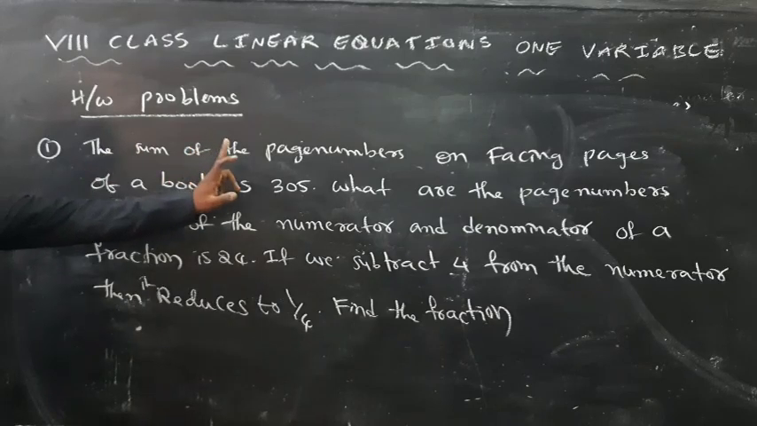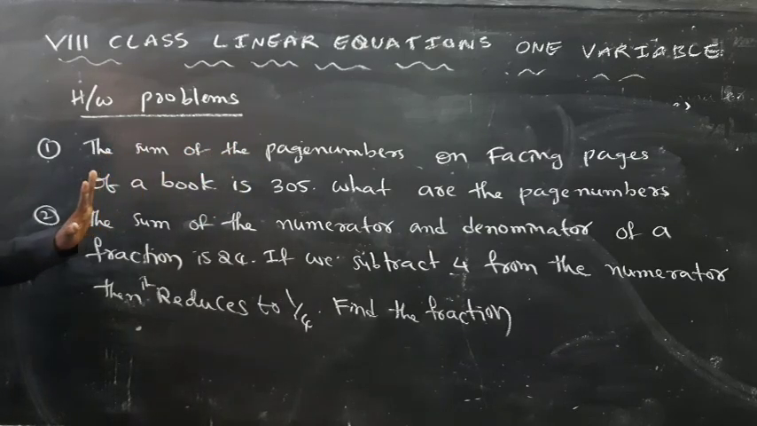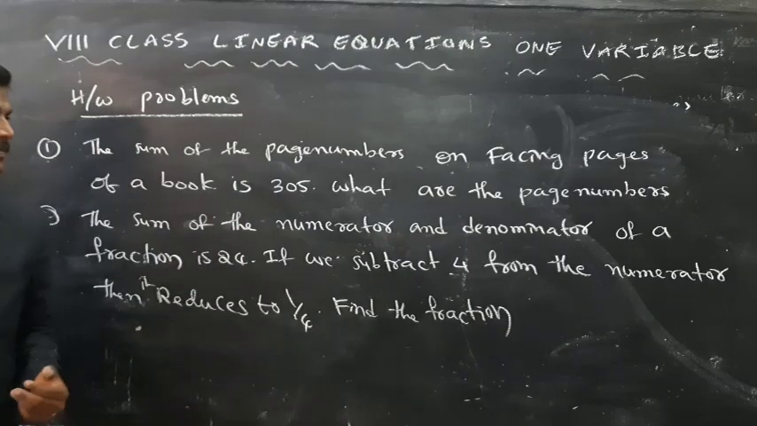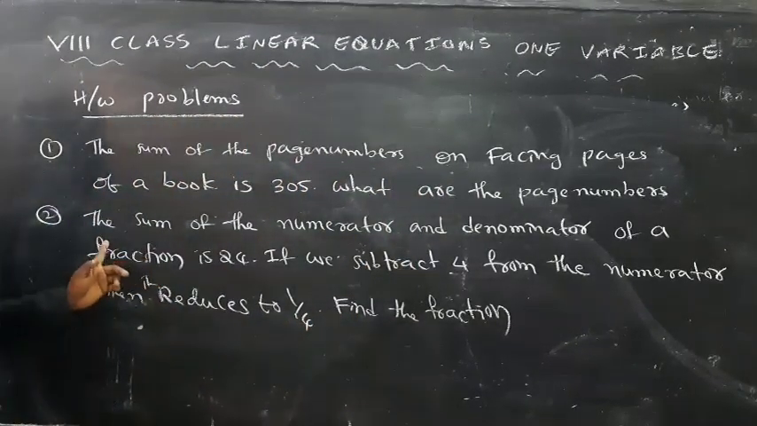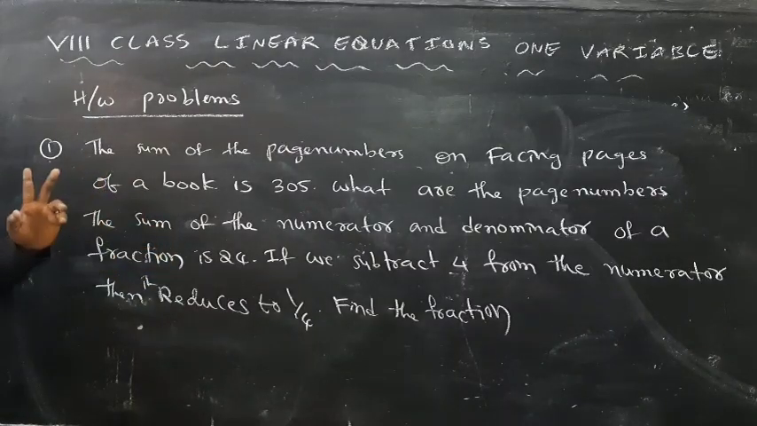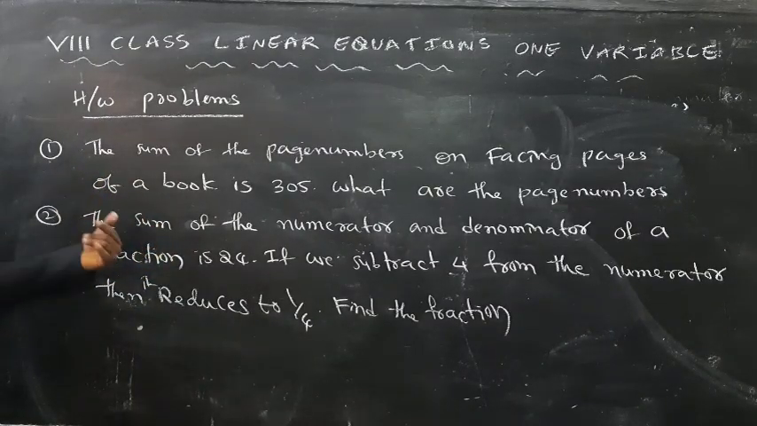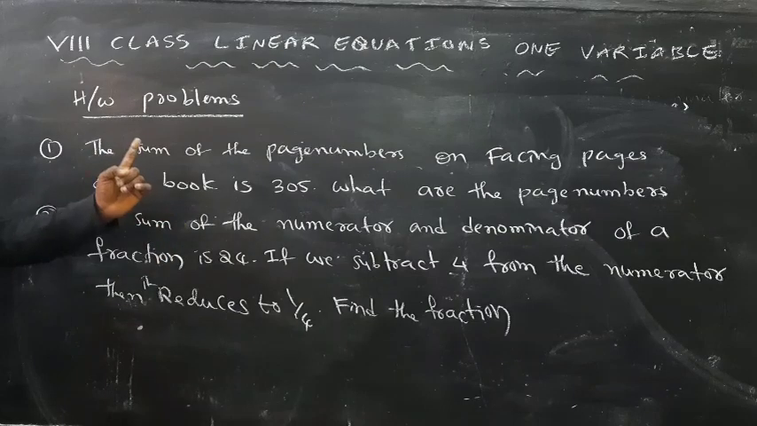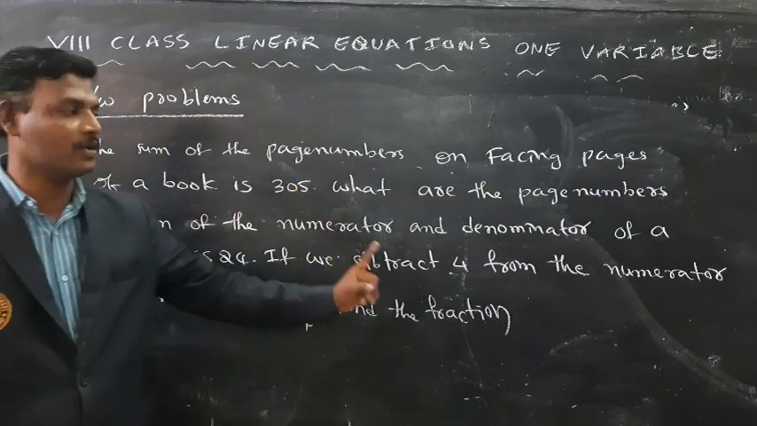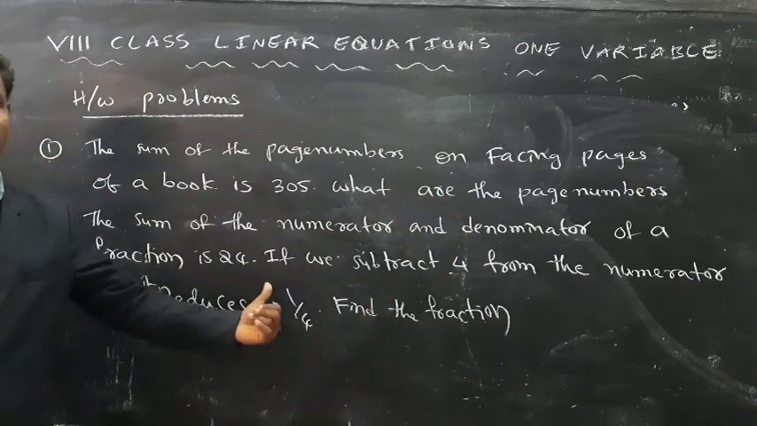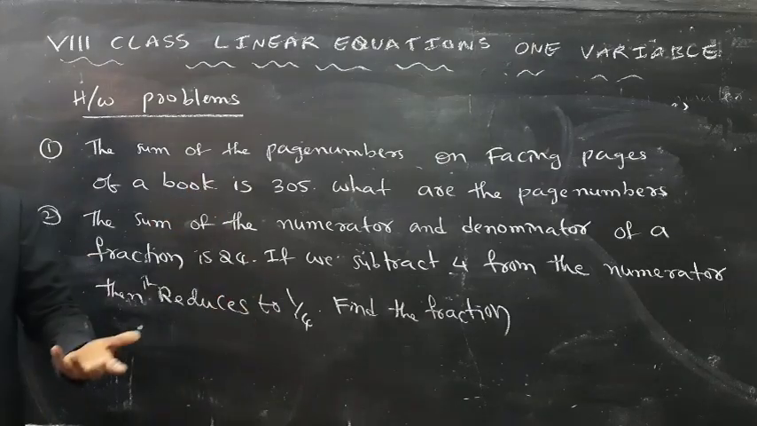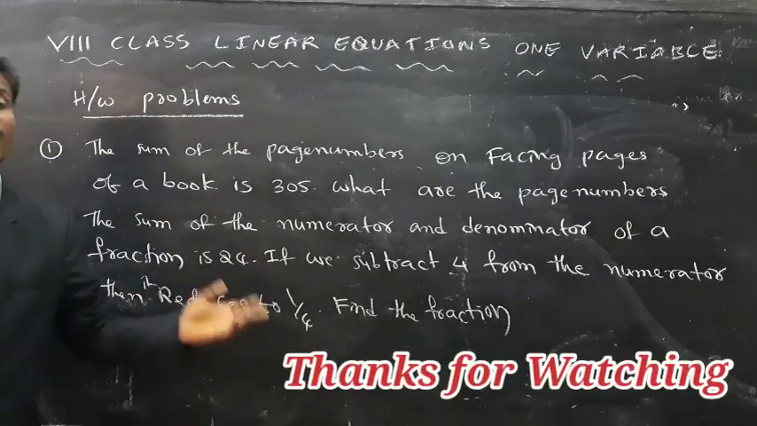The sum of the page numbers on the facing pages of your book is 305. What are the page numbers? The sum of the numerator and denominator of a fraction is 24. If we subtract 4 from the numerator, then it reduces to 1 by 4. Find out the fraction. It means you have to find the numerator and also the denominator.